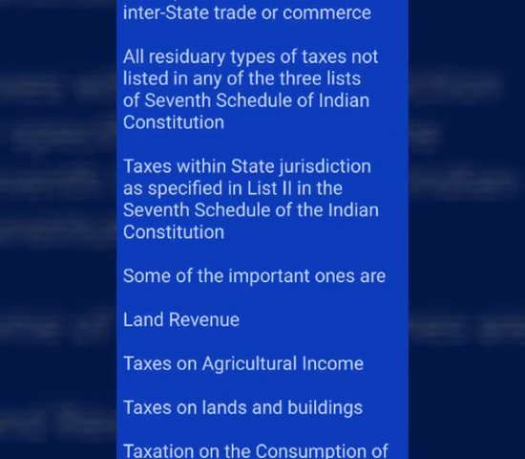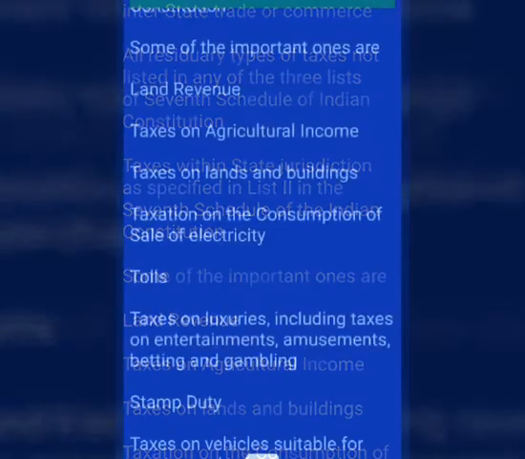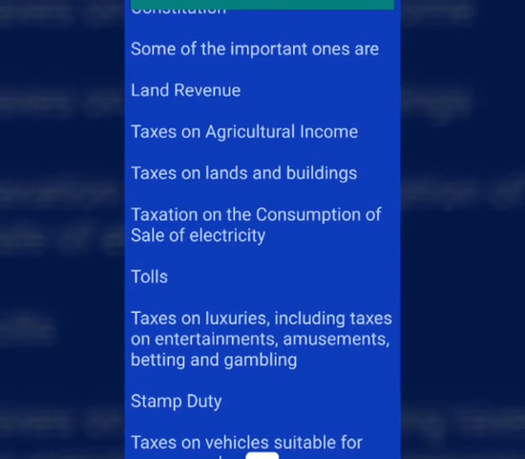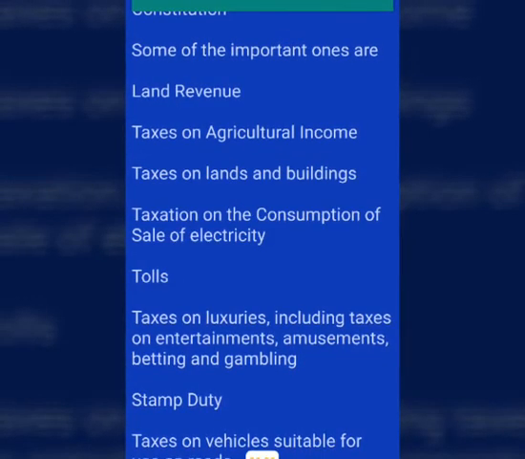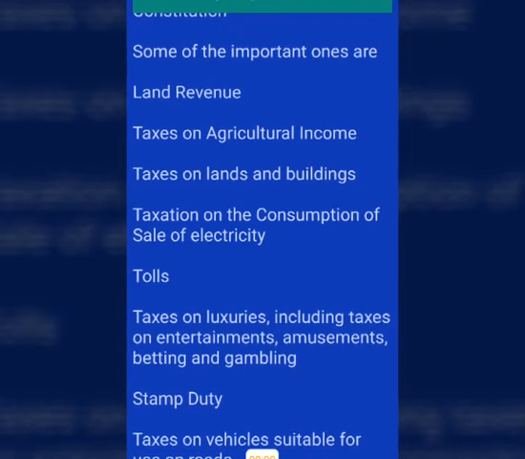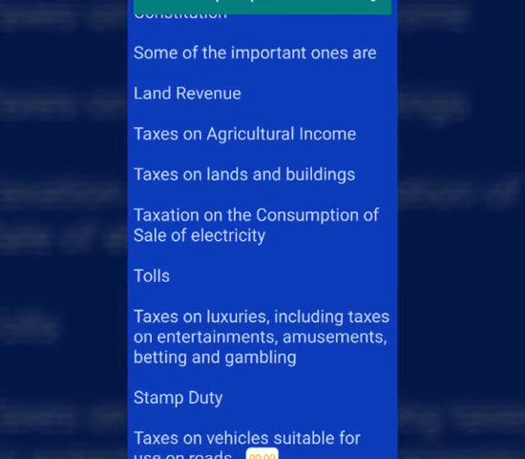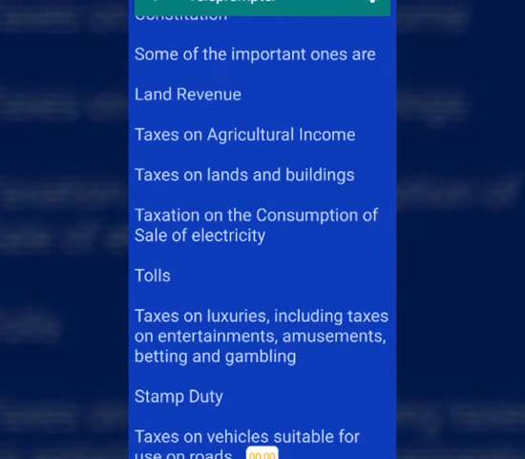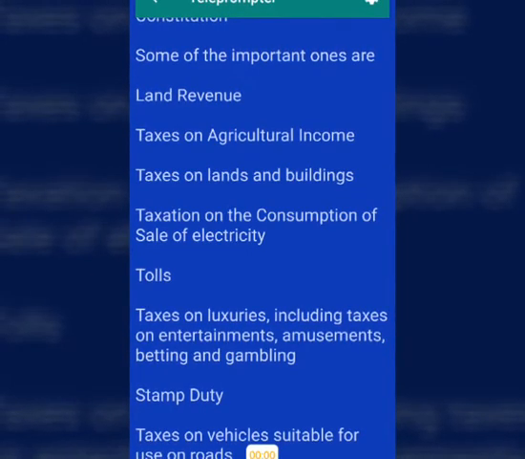The 73rd and 74th Constitutional Amendment Acts have provisions to levy taxes by panchayats and municipalities respectively. A state may by law authorize a panchayat, or municipality, to levy, collect and appropriate taxes, duties, tolls etc.